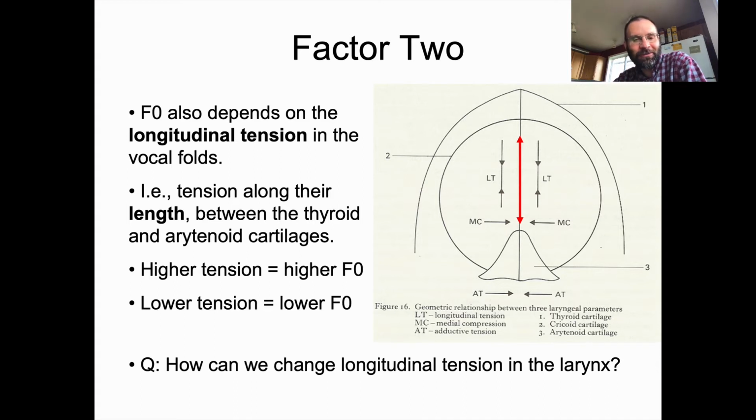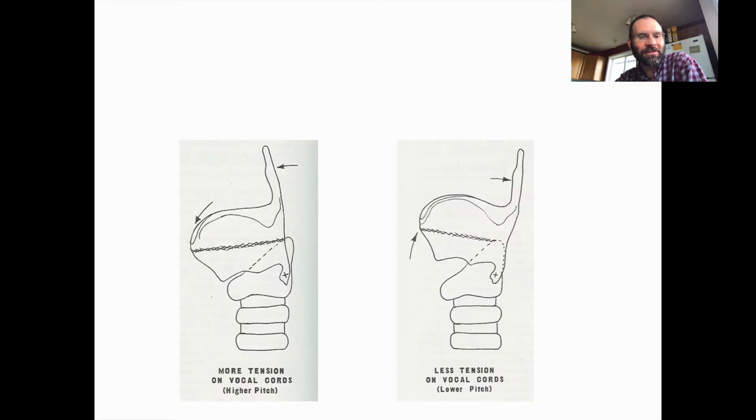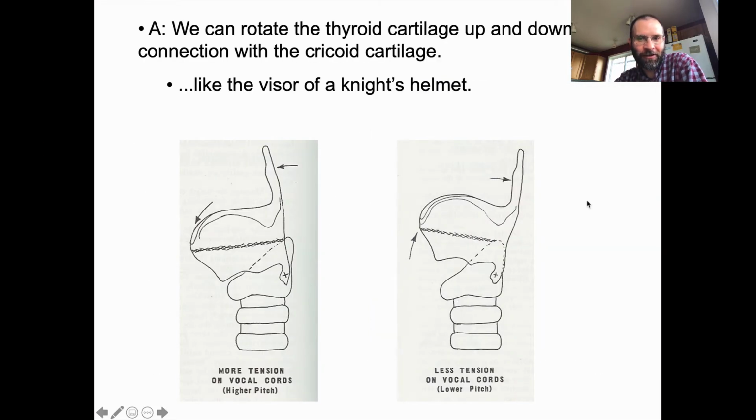We should think for a moment about how we change the longitudinal tension in the larynx. I often ask this question and wait for an answer in class, even though I have no reason to expect that you will know the answer, because this is a technical thing that most people aren't going to know a priori. So it turns out you can rotate the thyroid cartilage up and down on its connection with the cricoid cartilage. And the analogy which is given for this is that it's sort of like the visor of a knight's helmet back in the old days.